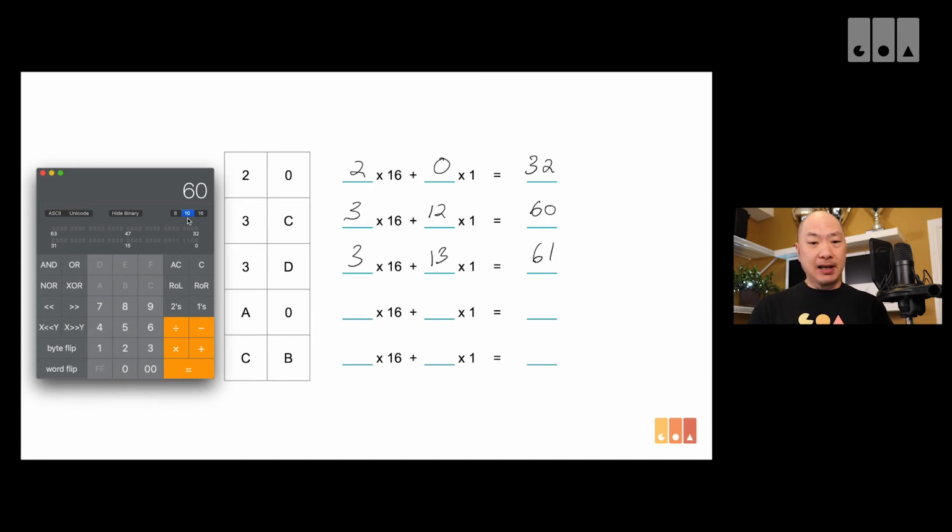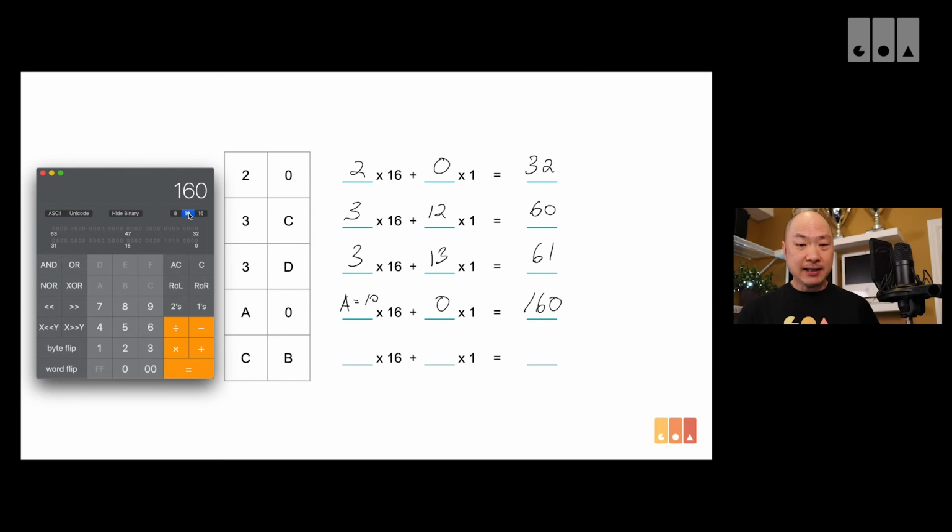Now let's look at the next number, A0. A0, that means there's A 16s. Okay, I'm just going to write this down to show you. A 16s and 0 1s. What is A? A was 10, right? So A equals 10. So that means there's 10 16ths and 0 1s. So 10 16ths is 160 plus 0 is 160. Okay, let's see if that's correct. A0, and then if we switch that to base 10, that's 160, which is what we got.